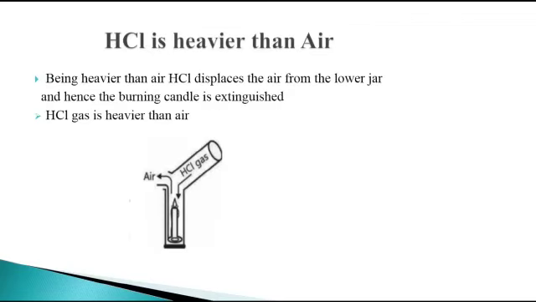Now, in this experiment showing HCl is heavier than air, a jar containing a candle, on that we take a glass jar filled with dry HCl and place it above the candle. HCl is heavier, so it extinguishes the candle. It forms a layer over the candle and cuts off the supply of air. HCl being heavier, it goes down. So this experiment proves that HCl is heavier than air.